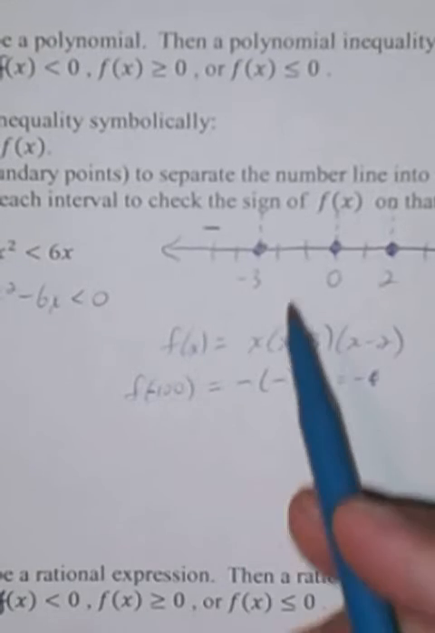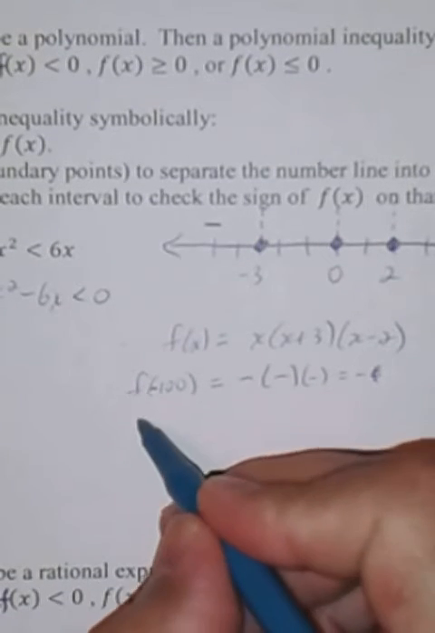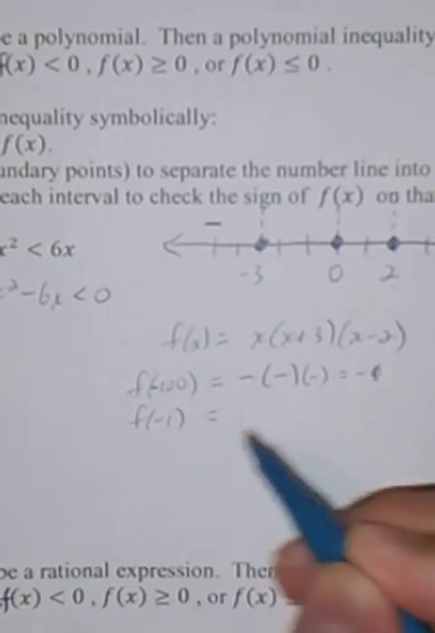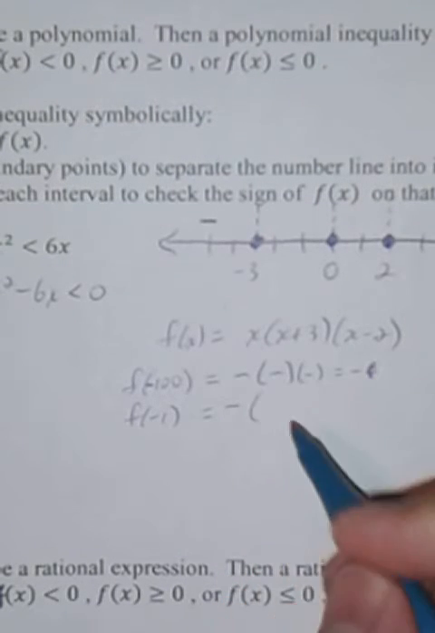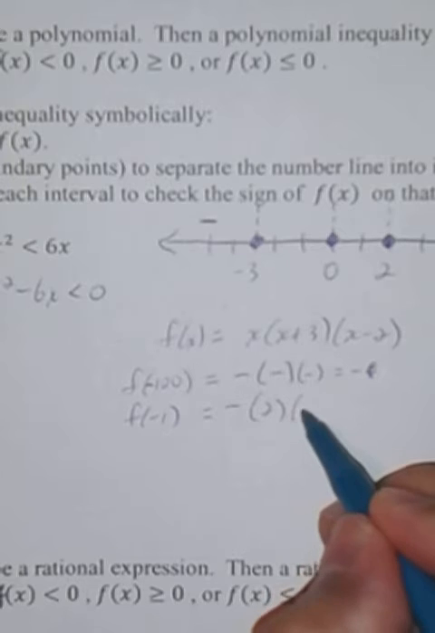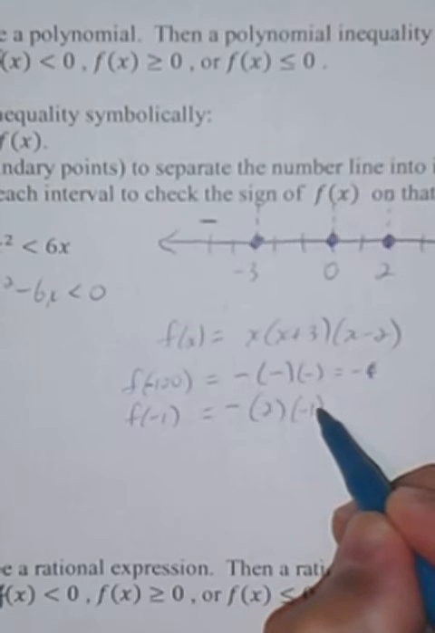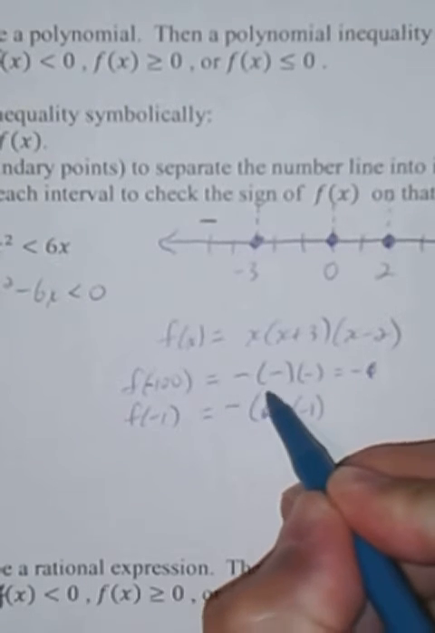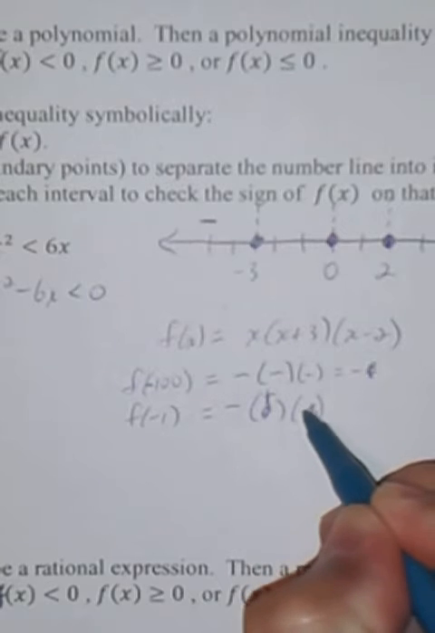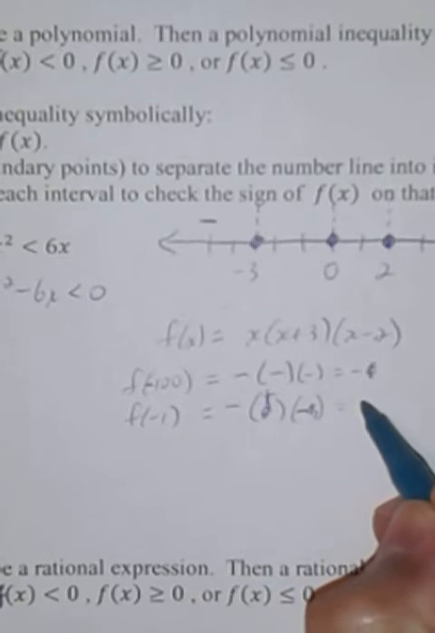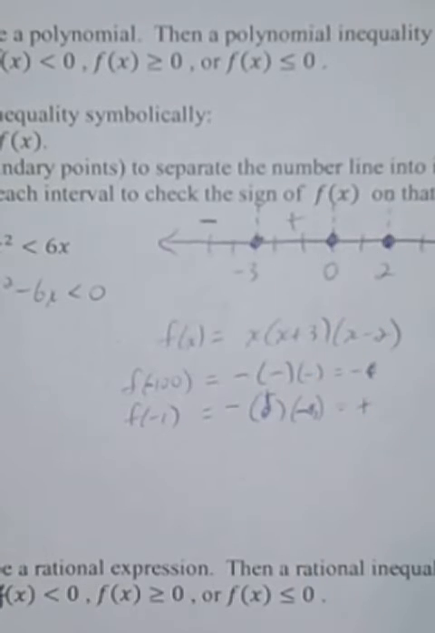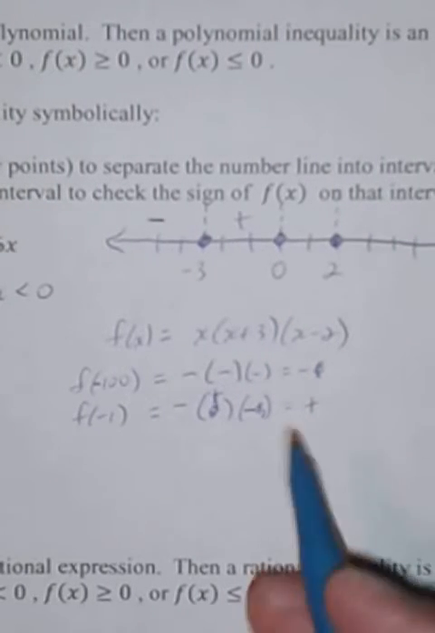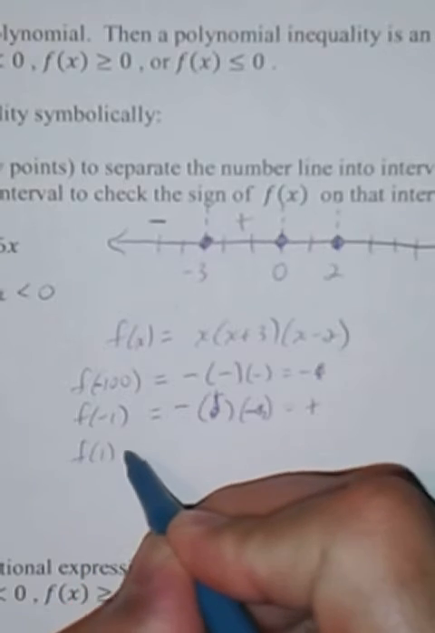Alright, f of negative 1, let's say. Again, remember I just want to mark the sign, so x would be negative because it's negative 1, x plus 3 would be positive, x minus 2 would be negative. I'm writing a number positive and negative, okay, just the signs. And that would give us a positive result. So from negative 3 to 0, f is positive. From 0 to 2, I'm going to find f of 1.